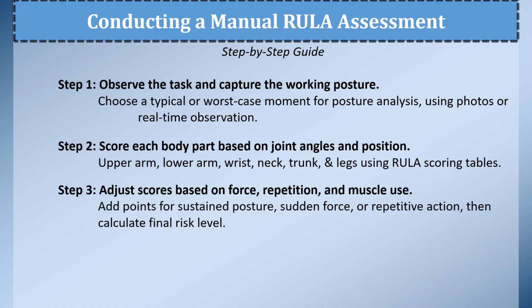Step 3. Adjust the score based on force, repetition, and muscle use. After scoring posture, adjust for muscle use. If posture is held for long periods, add points for any force or repetition. Once both Group A and B are scored, use the ROLA table to find the overall risk score and determine if action is needed.